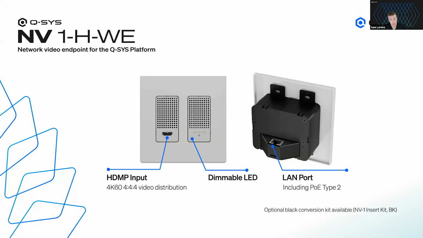You can get a conversion kit that makes these black wall plates. So in any space where it's maybe more of a production space or anything like that, where you want a little bit lower profile, you don't really want to see it in those spaces, you are able to flip these over to having a black faceplate as well.